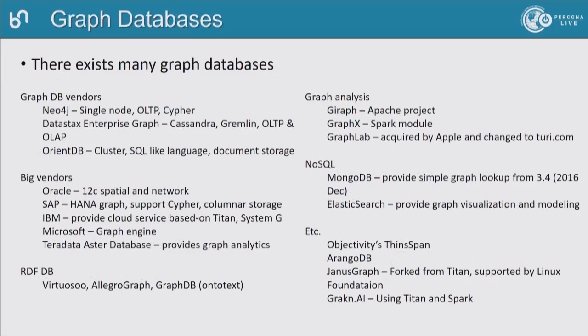Recently, the graph database is getting more popularity. There are many graph databases already, and existing database vendors like Oracle, SAP, and IBM start to provide graph features in their products. Even NoSQL database vendors like MongoDB and Elasticsearch start to provide graph features in their database systems.